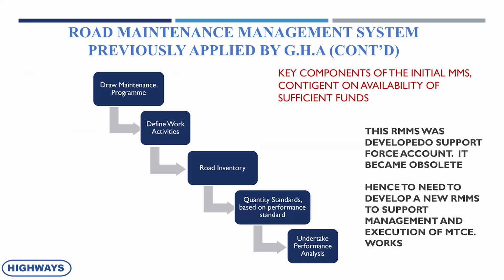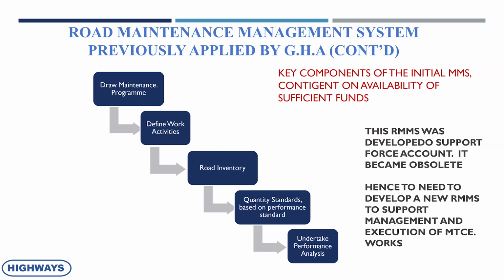And the main components of the initial system that was used is as follows. They drew a maintenance program, identified the maintenance activities. They look at the road inventory that they have. And then they establish quantity standards. So for every work activity, you have the quantity standard. And by that, I mean the number of personnel that should be used, the volume of materials that should be used, the equipment that should be used. And then there was an output that must be produced. And therefore, if you did not achieve this, then you have to establish why they did not achieve that output. So this was the maintenance management system that was previously used.